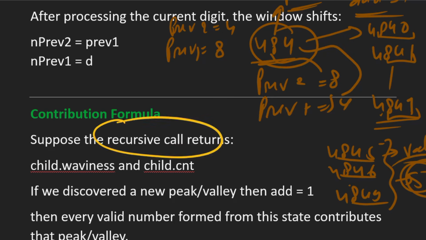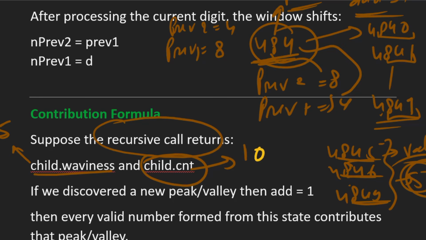Now suppose the recursion call will return us the child dot waveness. So here in the childs we have 5 as the waveness, because we have 5 values in 4845, 4846, up to 4849, and the total number of child count. So here for 484 the child count is 10, that is 4840, and all up to 4849. So 10 is the child count, right?